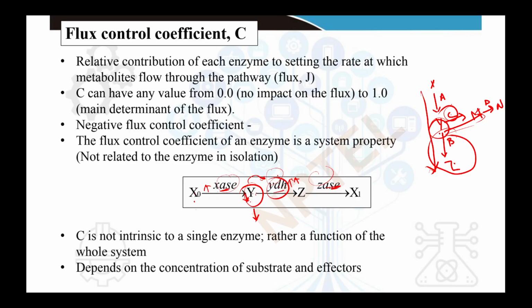So in that case, enzyme concentration of C, basically the enzyme C will have a negative flux control coefficient on the pathway that is making Z from X. So that is how flux control coefficient can be negative as well. But mainly, when we are talking about one single pathway, the value ranges from 0 to 1.